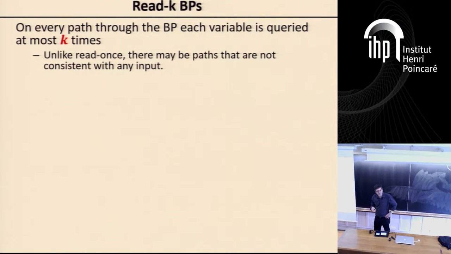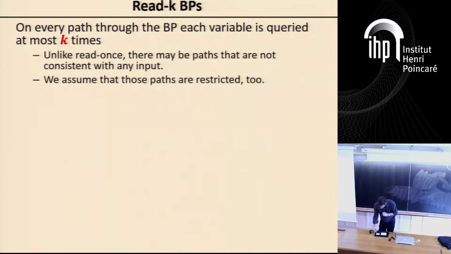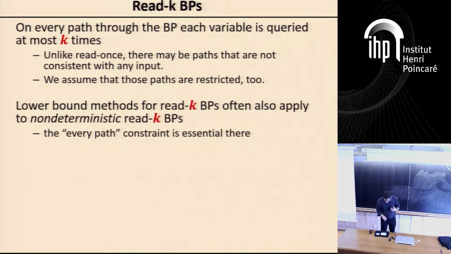Unlike the read-once case, it's possible to have paths through the branching program that are not taken by any input. They're not consistent with any input. In the read-k restriction, we're going to assume that even those paths are restricted. It will turn out that our lower bounds for read-k branching programs, and in fact some of them for general branching programs, will not depend on the fact that the branching program is even deterministic. This is like the thing that Kasper talked about on Monday with non-deterministic data structures. They'll also apply to non-deterministic branching programs.